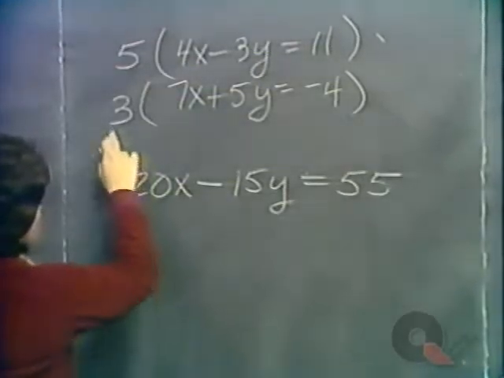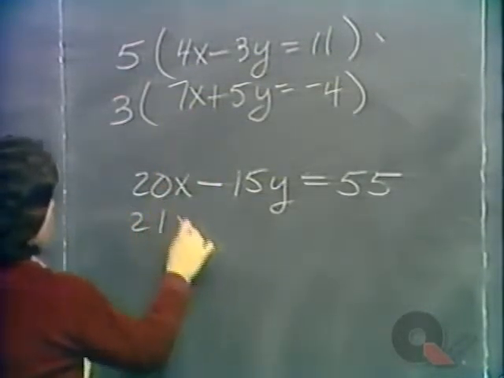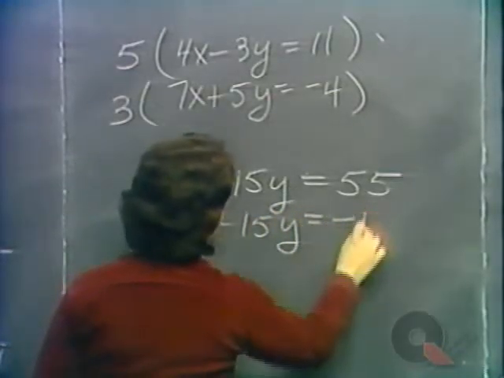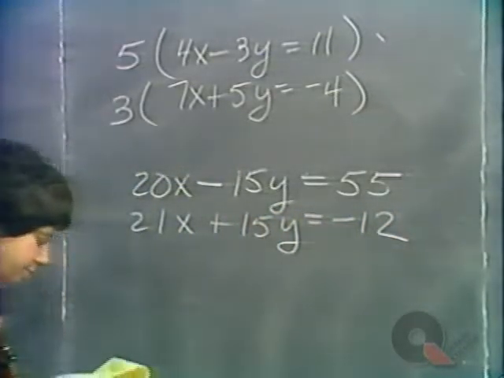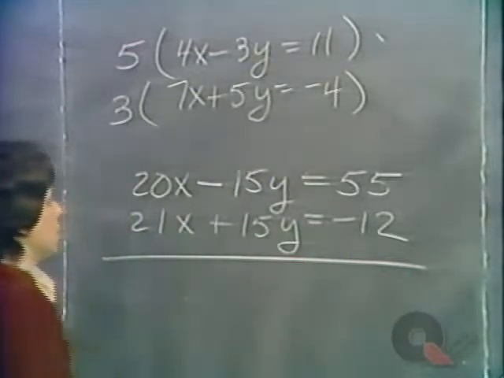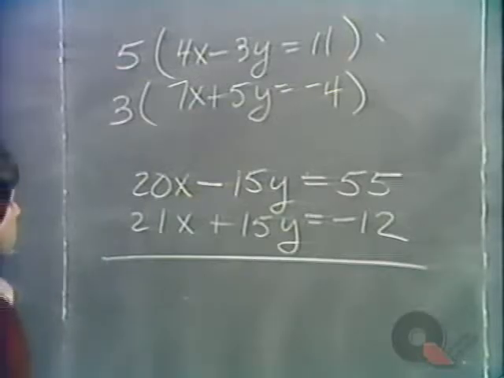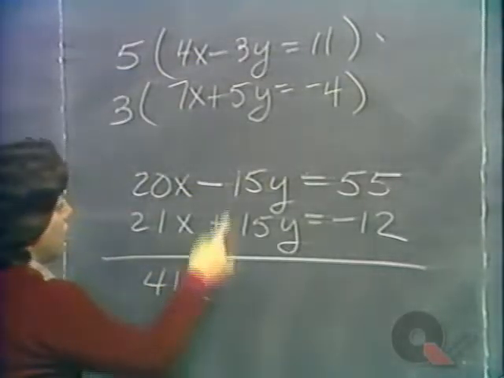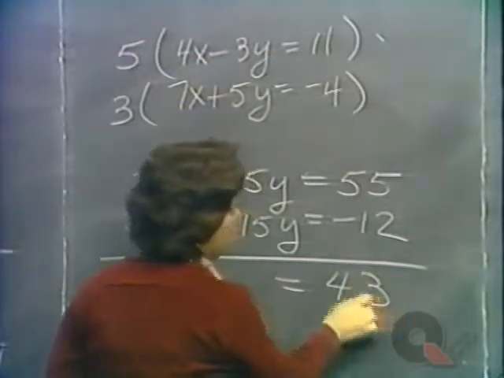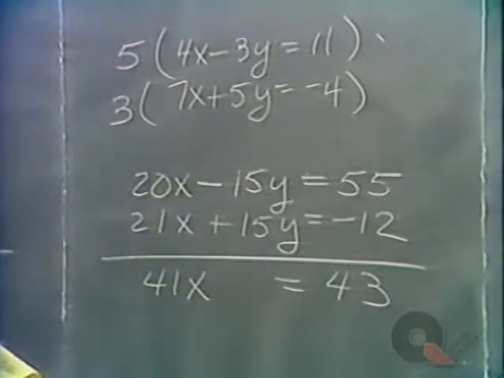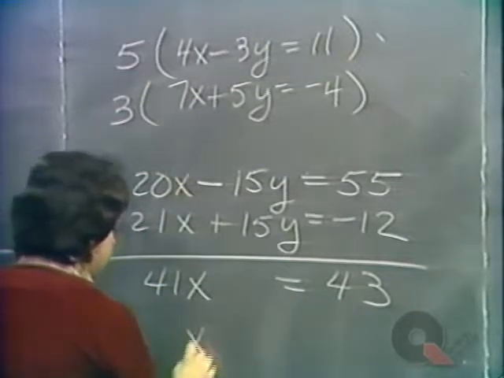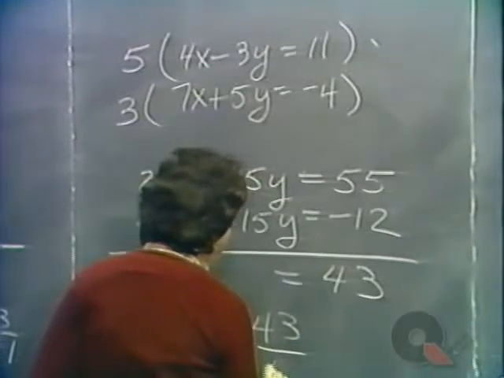And the bottom equation, I'll get 3 times 7x, 21x, plus 15y equals minus 12. And I will add the equations. 20x and 21x gives us 41x. The y's drop out. We have 0y equals 43. 55 minus 12. Dividing both sides of the equation by 41, we get x is equal to 43 over 41.